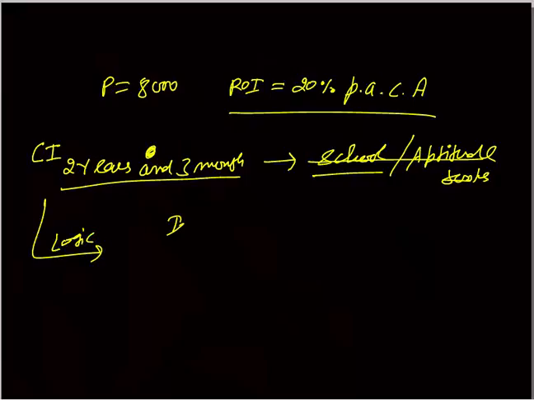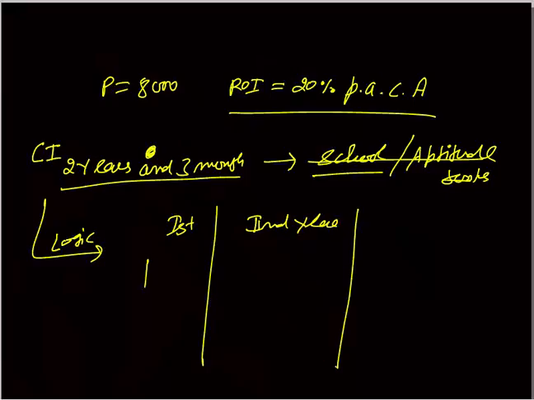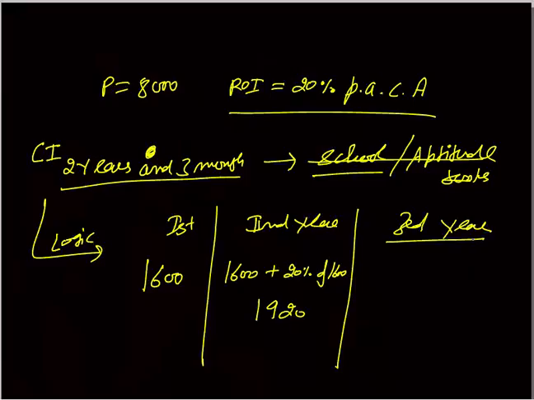We have calculated first year, second year, compounded. First year it was 20% of 8,000, that is 1,600. This was 1,600 plus 20% of the whole second year of 1,600, which was 1,920. Now we calculate the complete third year interest. Third year interest in full will be how much? We calculated 1,920 plus 20% of 1,920. This was 2,304.